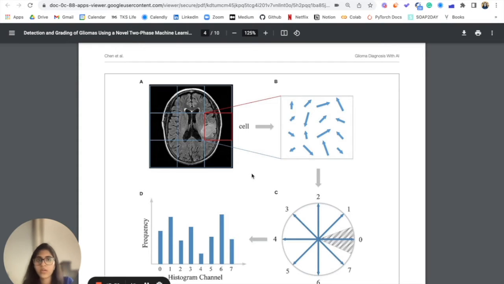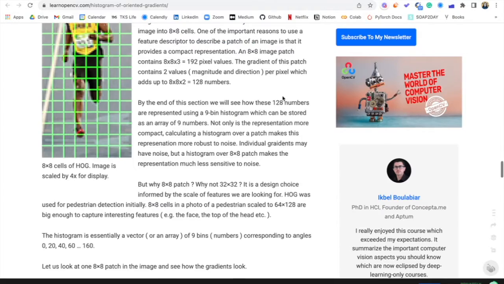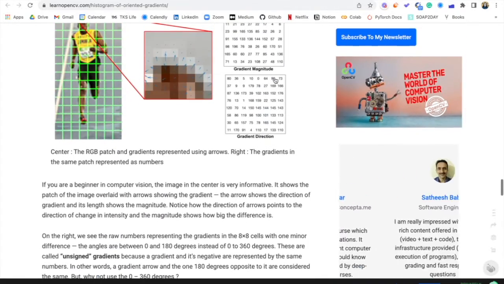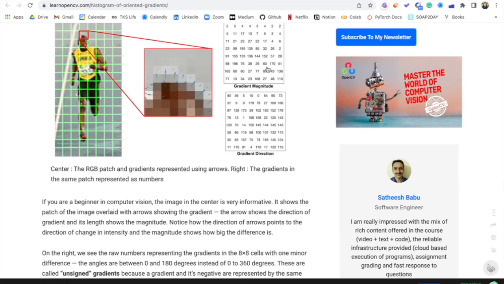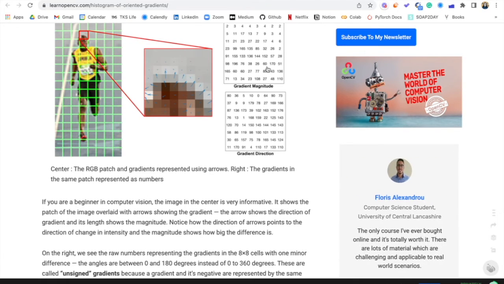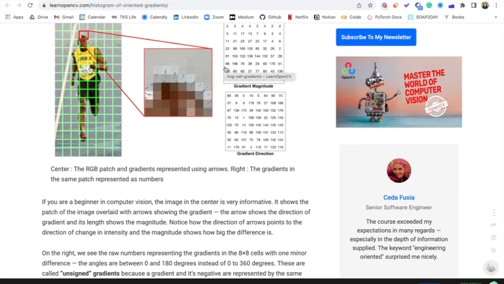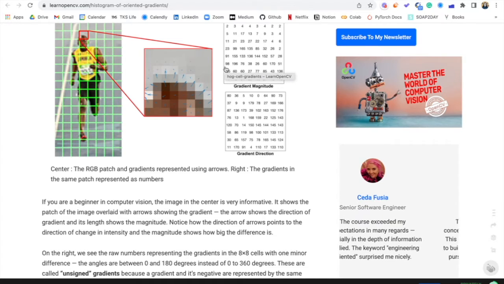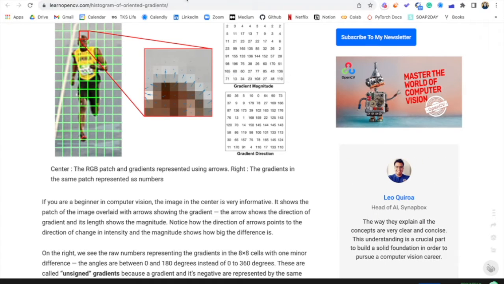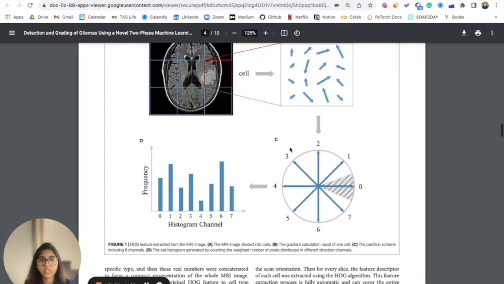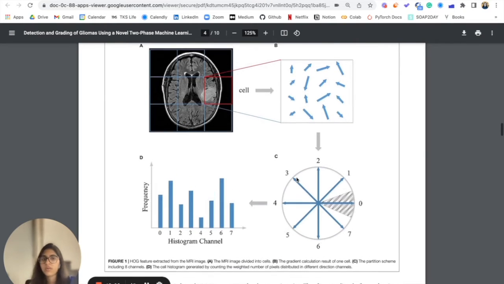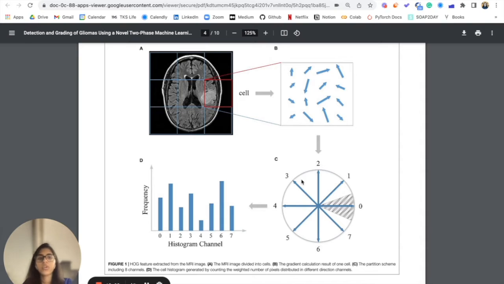So I already talked a bit about this, but just to recap, we have the magnitude, which is basically the arrow length, and then the arrow direction is the gradient direction that it's talking about here. Which channel is selected depends on the calculated pixel gradient direction. What I mean by that is, if you go back to the research paper, this is what it talks about.